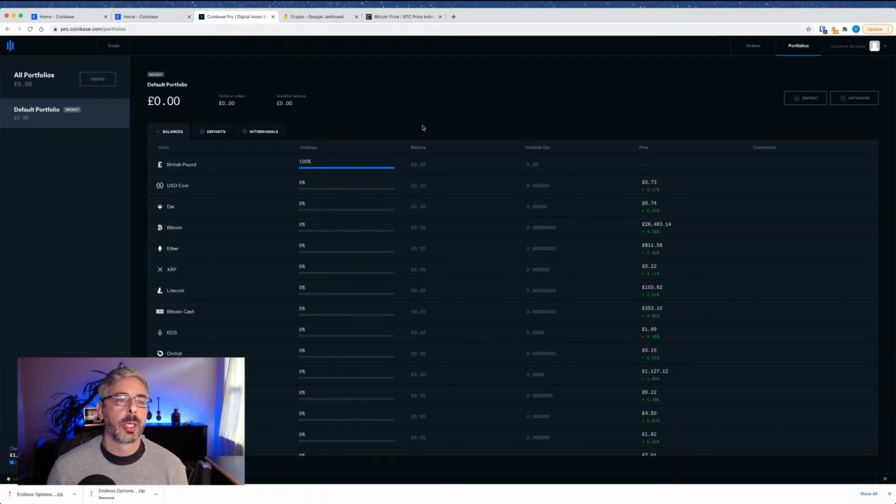You're going to go to pro.coinbase.com and it's going to tell you to log in. You just press the login button, put in your details, and you're going to automatically have a Coinbase Pro account. You don't have to re-sign up for a new account. It's all attached to Coinbase. You can see my portfolio right here is 0. I have no money in here.